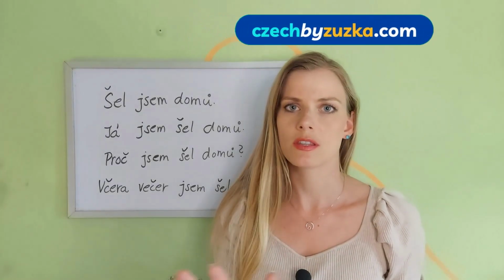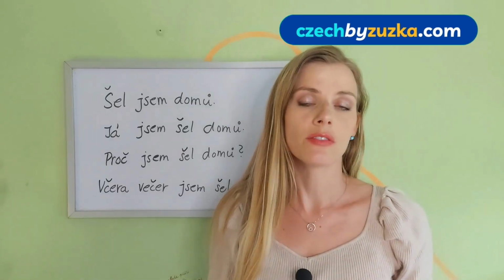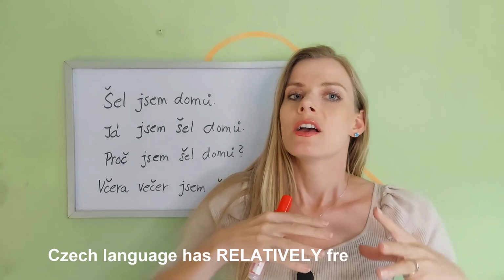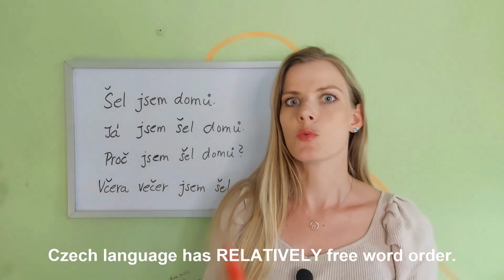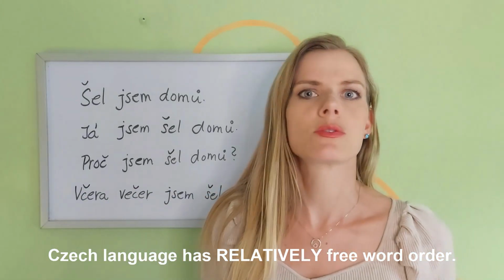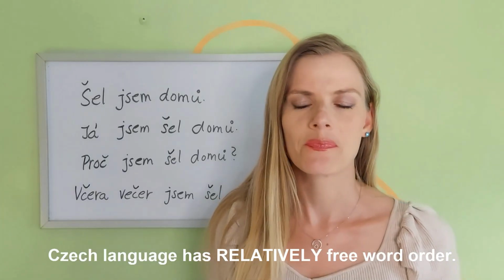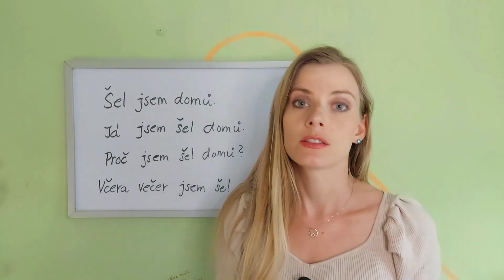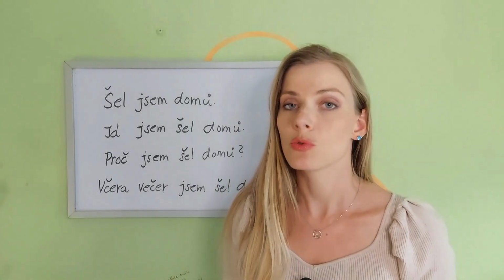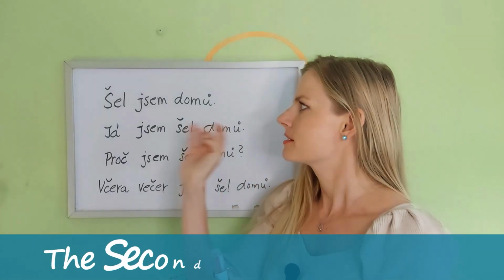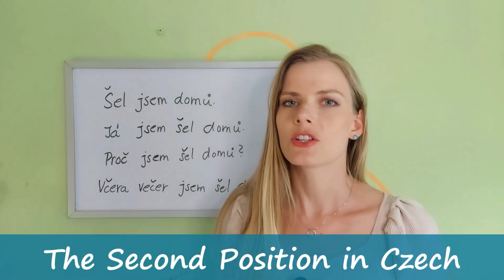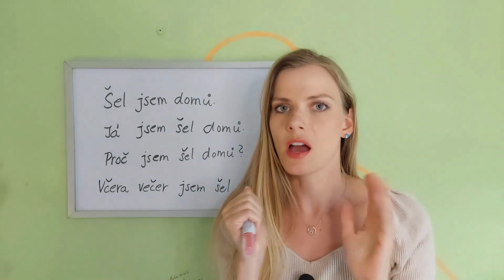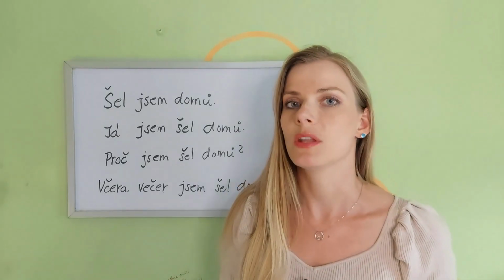You've probably noticed that Czech has very flexible word order. It's said that the Czech language has relatively free word order, and the word relatively is the most important one in this sentence. Yes, it's more flexible than in English, for instance, but there are rules. And one of those rules that you should keep in mind is the second position. If you've been studying Czech for a while, you get an idea what it is, or at least you've heard about it. If you haven't heard about it, I am going to explain what it is.